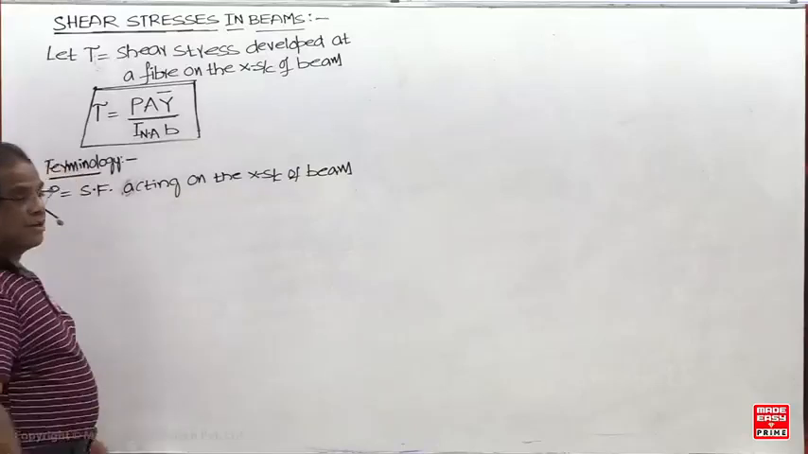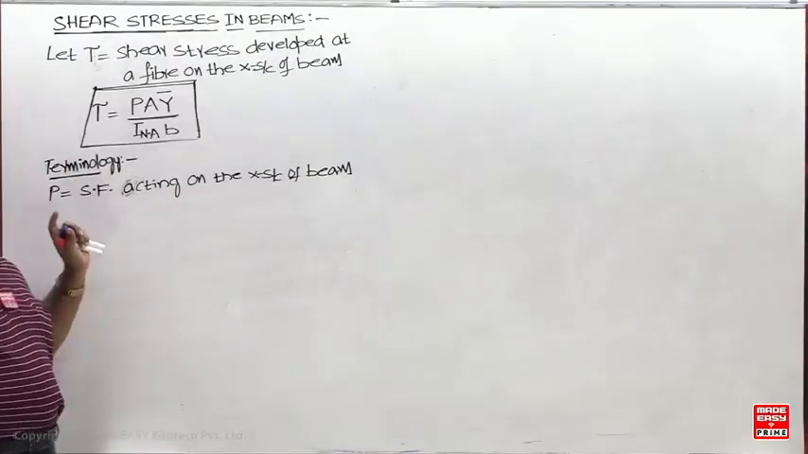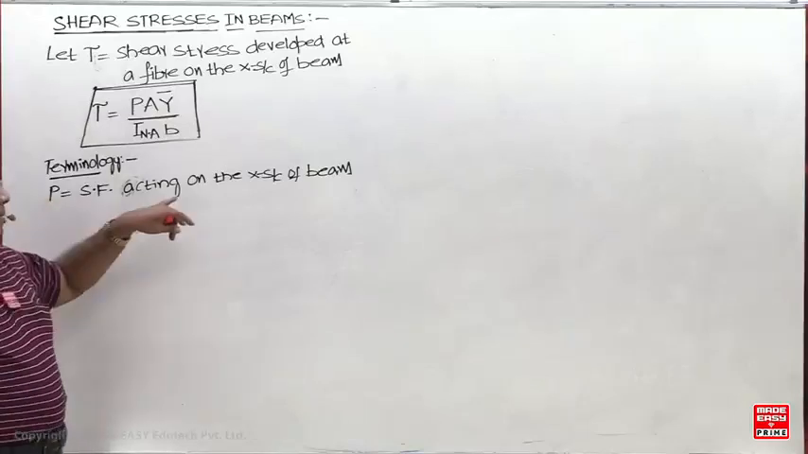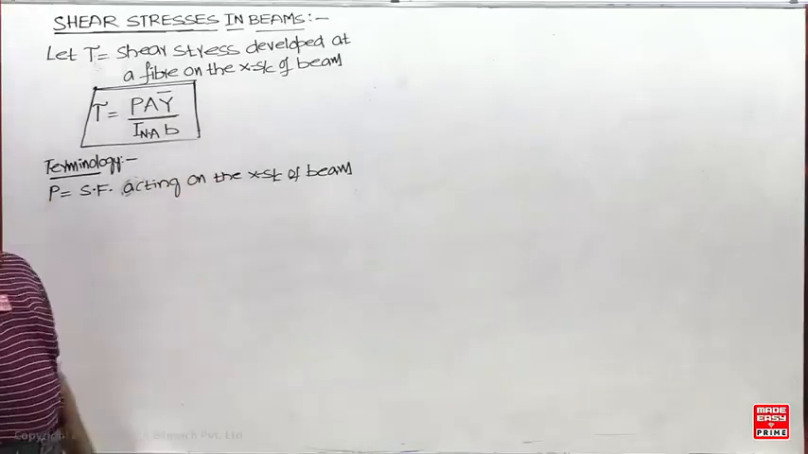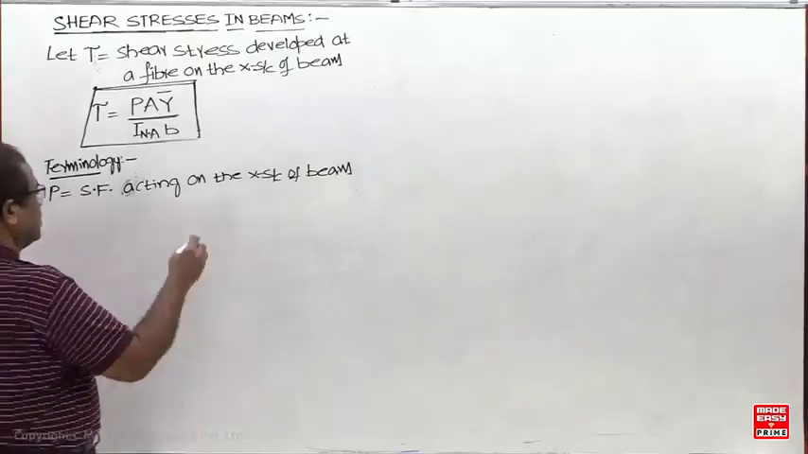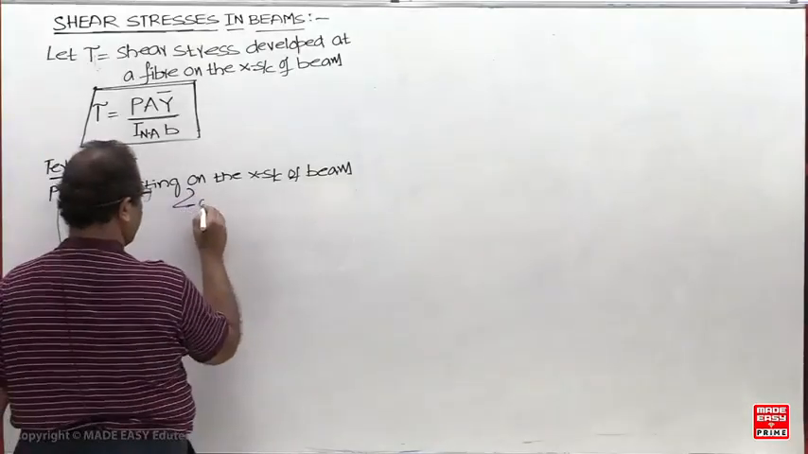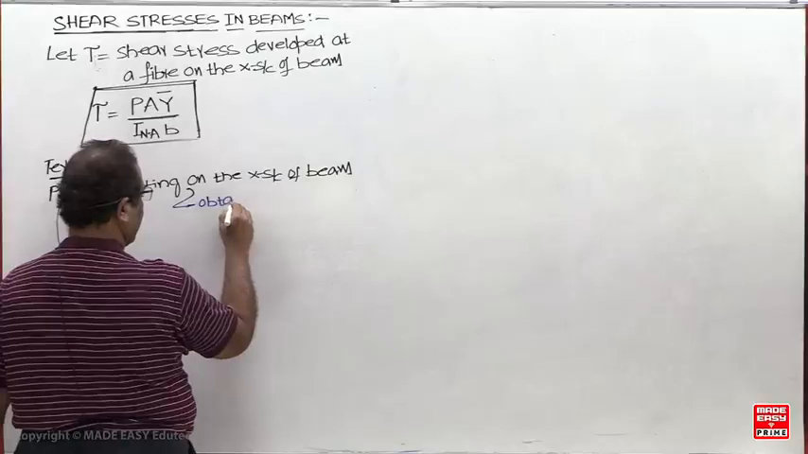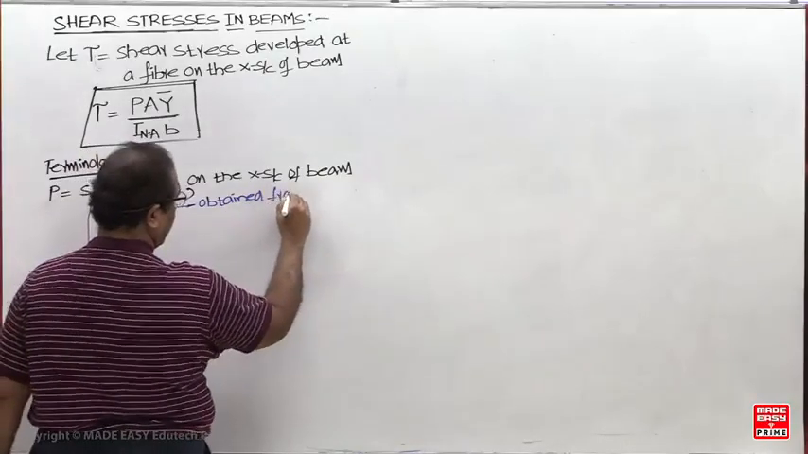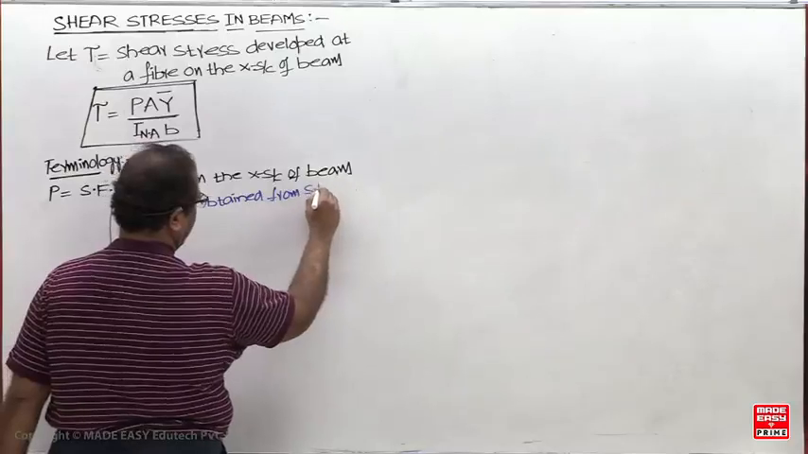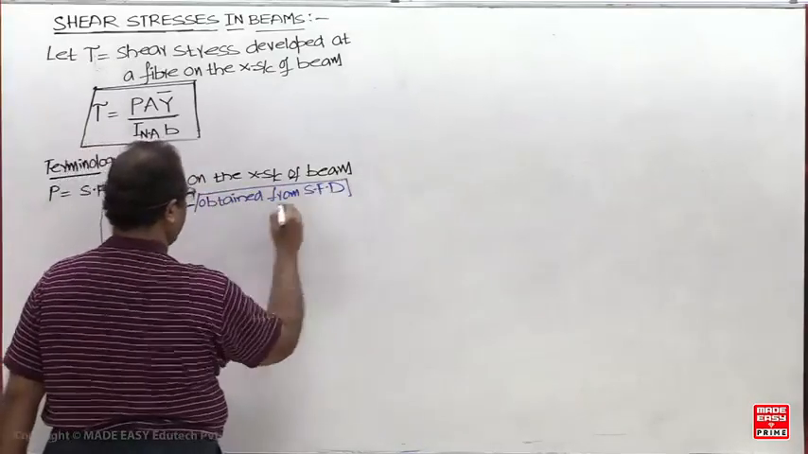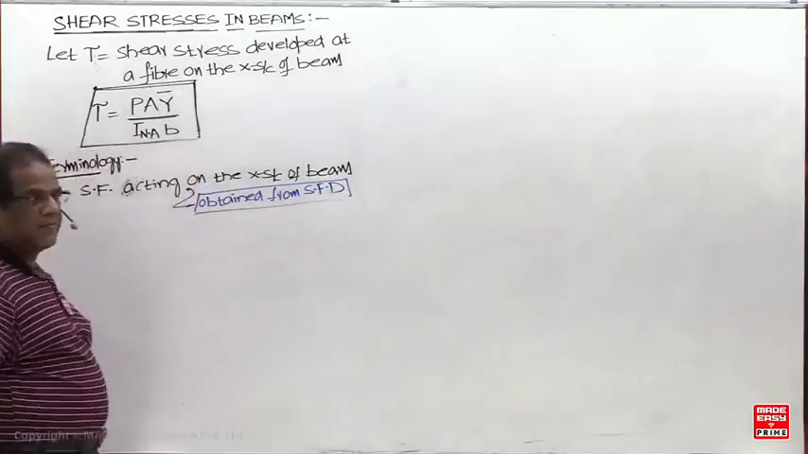Most of the objective questions directly give the shear force, especially in the ESE paper, the engineering services paper. But in the GATE paper, the beam is given. Then you have to draw the SFD, and then take the maximum shear force. So this is obtained from the SFD.